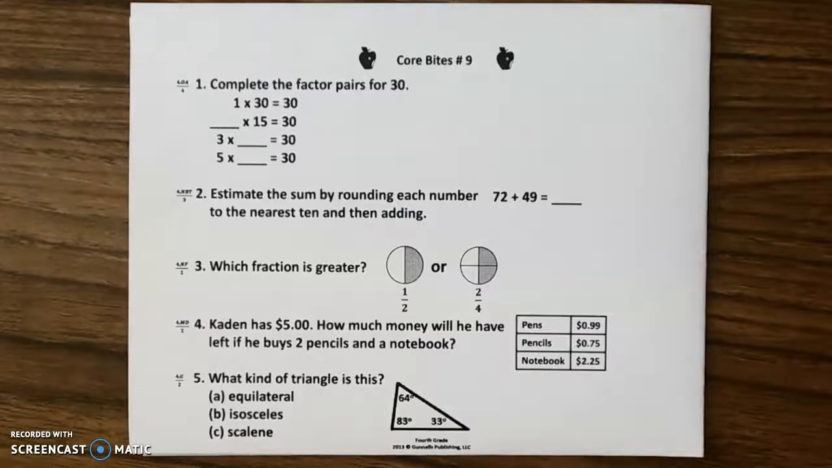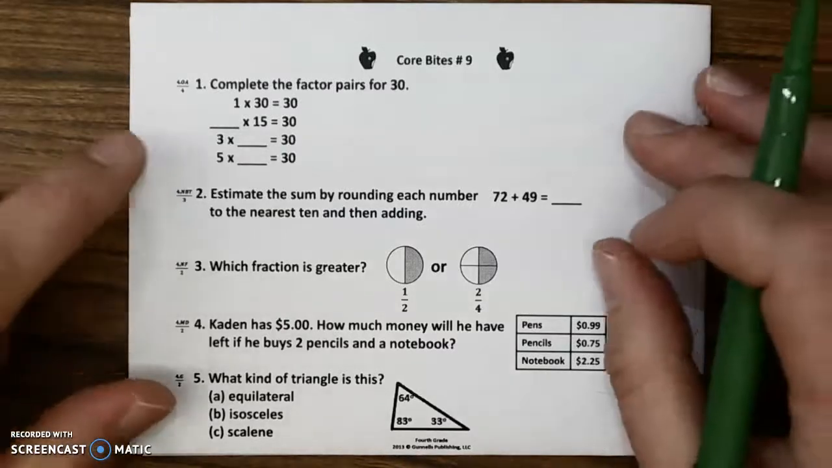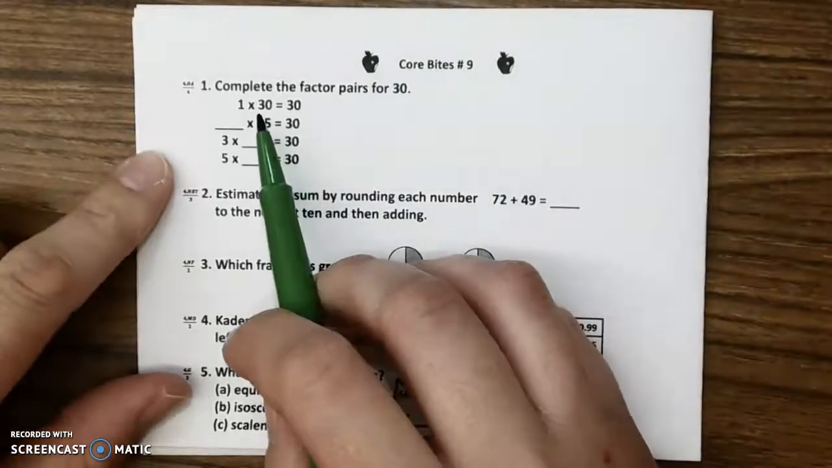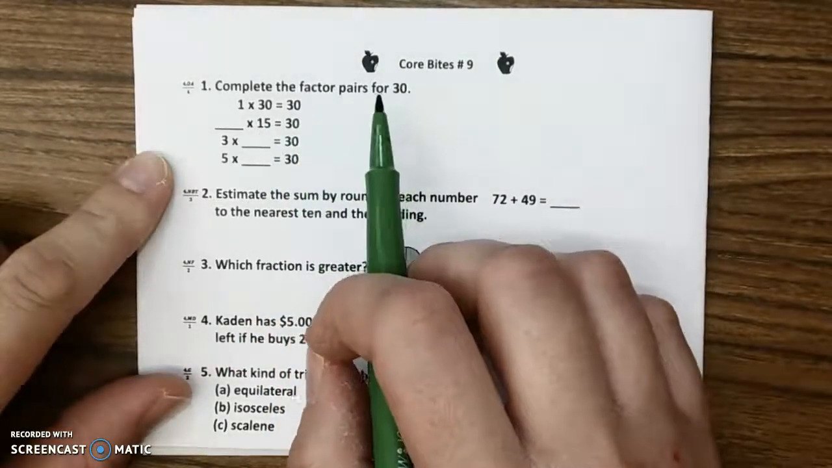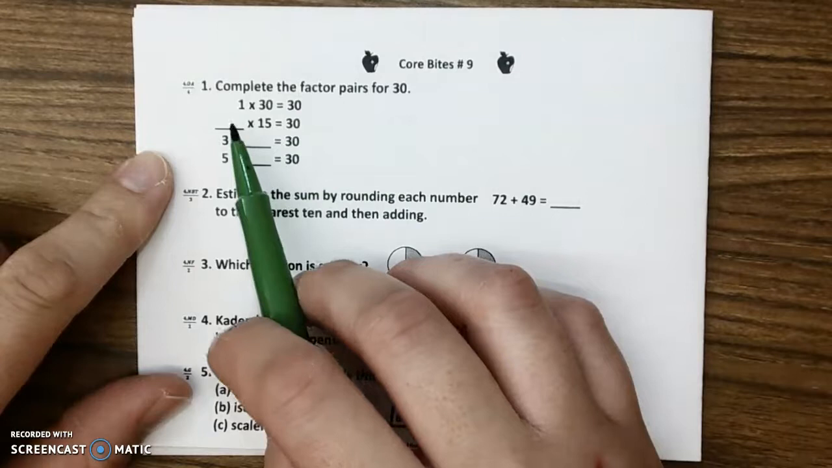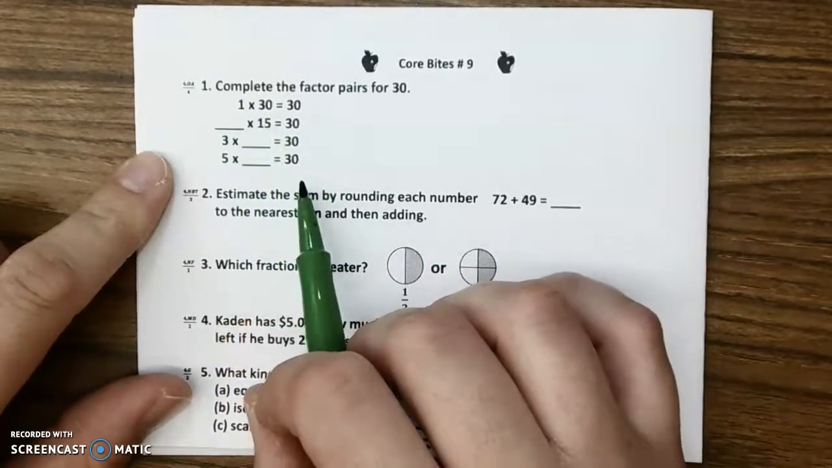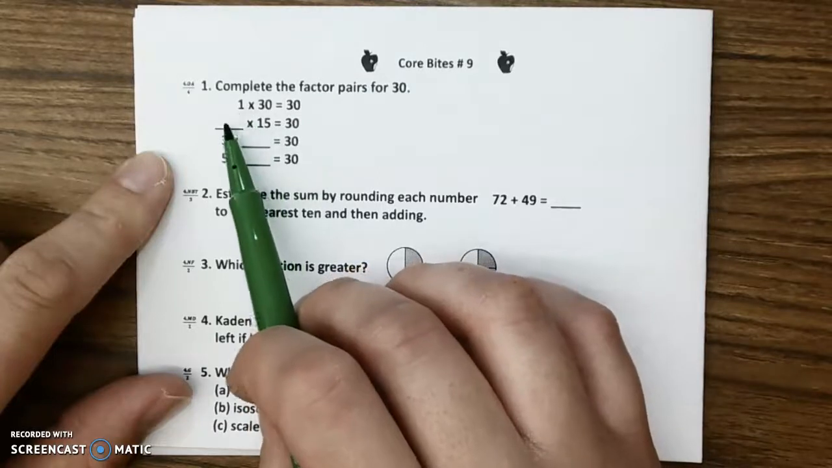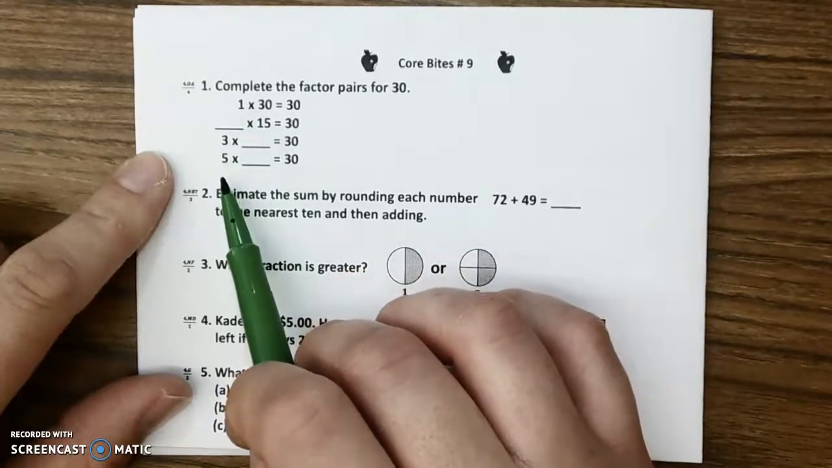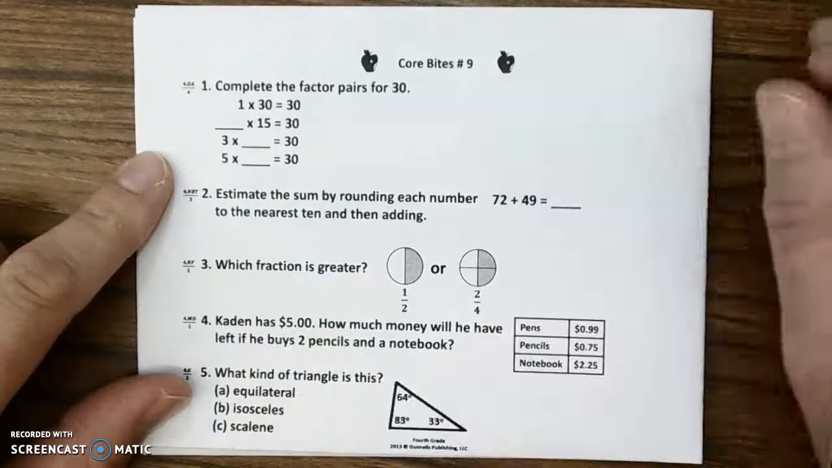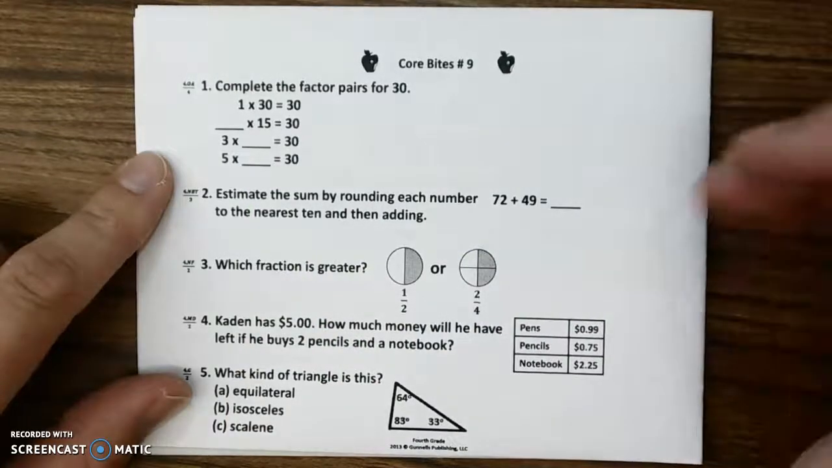Everybody, make sure you make your corrections for core bites number 9. So it says complete the factor pairs for 30. With factors, you have to find the two numbers that you can multiply together to give you 30. And as you notice, these are getting larger. So they're going from smaller to larger. So there's probably going to be a pattern right there.